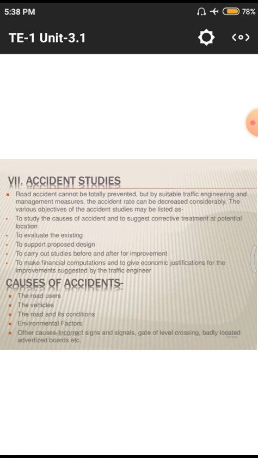The second one is the evaluation of the existing. That means to evaluate the existing. What is the existing cause for the particular accident? So we need to evaluate the root causes and other things also.